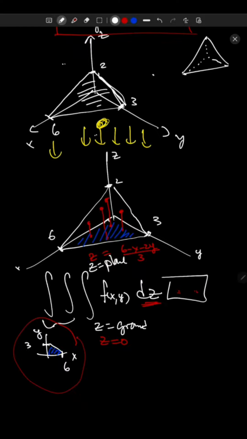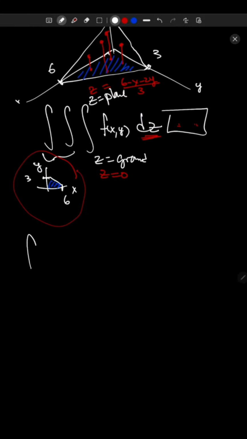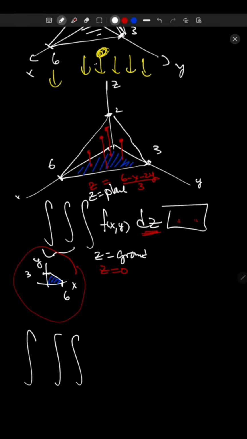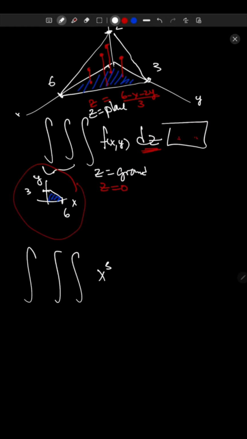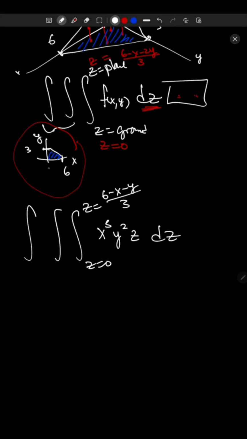All right, so our innermost integral is going to be, what was the function here? X cubed y squared z. We're going to do dz, z equals 0 to z equals (6 minus x minus y) all over 3. And then, as we said, the outer two integrals we just do as a two-variable calculus problem, in this example in terms of x and y.